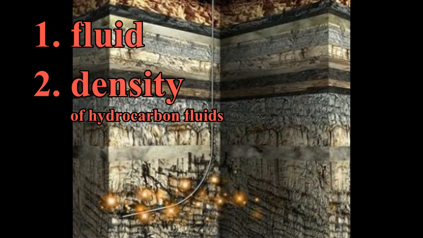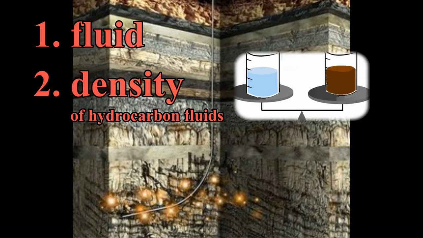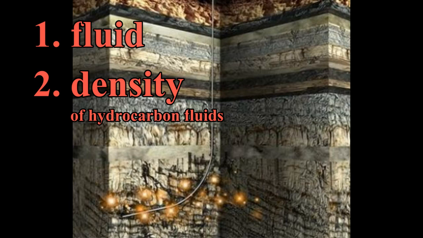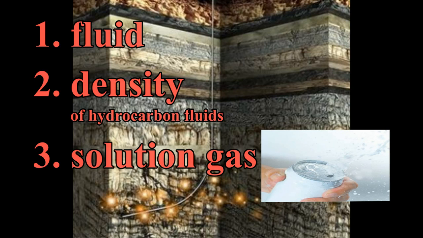2. To help us calculate the original oil in place, we figure the density of the hydrocarbon fluids. For that, we use API gravity. Always stated in degrees, API gravity is figured by comparing the density of oil with the density of water, which is pegged at 1. 3. Solution gas is liquefied gas that converts back to gas when pressure is lowered.